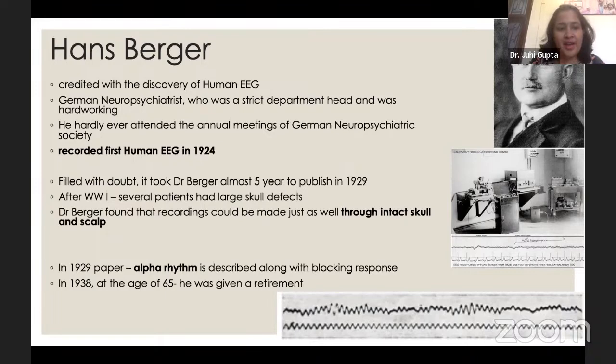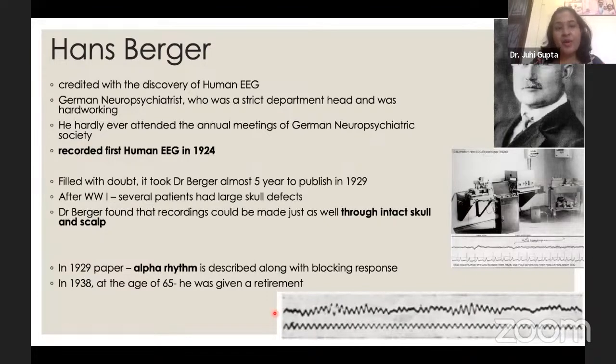That was the era of World War I, and several patients had large skull defects. But Dr. Berger found that recordings could be made just as well through the intact skull. So he recorded the first EEG. You can see the graph below, wherein you can see alpha activity. He was the first person to record the alpha rhythm.